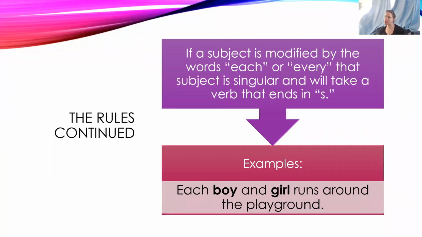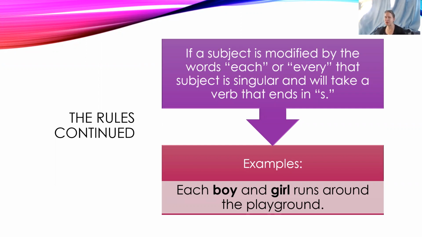Sometimes our subjects don't follow the and rule. In this rule, if a subject is modified by the word each or every, that subject is singular and will take a verb that ends in S. Well, what does that mean?